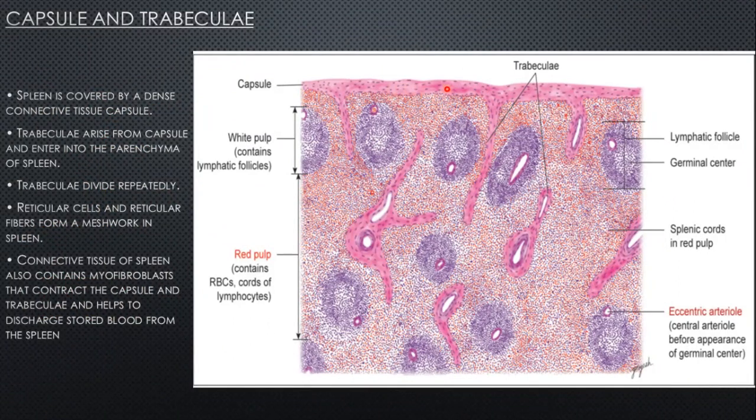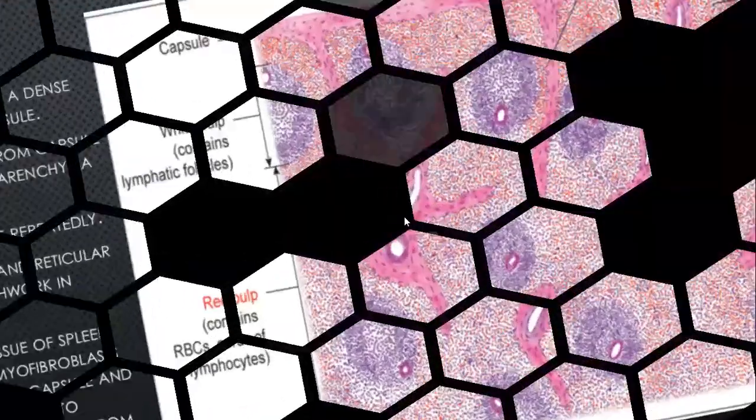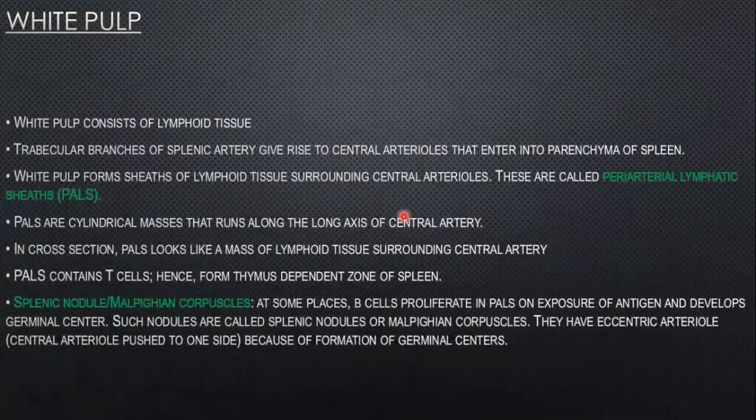Here you can see the capsule, and it is sending in the trabeculae. Also, as the trabeculae are sent in, you can see the trabecular arterioles. So the arteries and the veins are found within the trabeculae. Now let's look at the white pulp first.